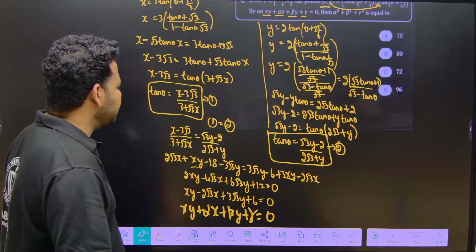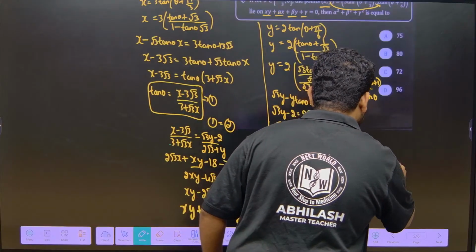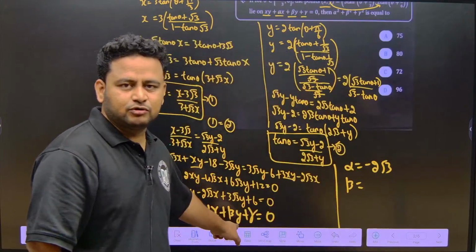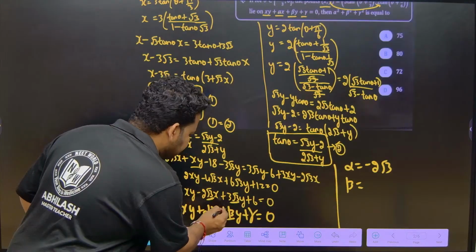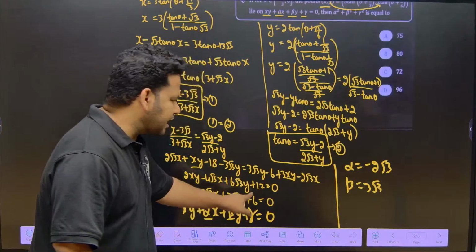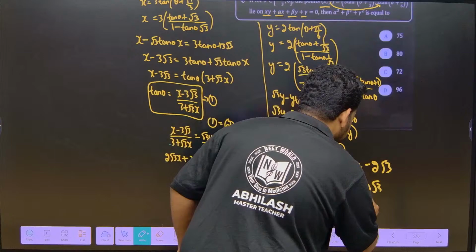Correct? Alpha value we will get as minus 2 root 3. Beta value we will get as 3 root 3. I am comparing. See here, alpha value, beta value, beta value will be 3 root 3. What about gamma value? Gamma value I will get as 6. See, gamma 6.